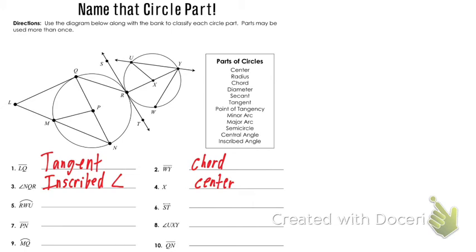Arc R-W-U. Bailey. Major arc? It is a major arc. It is more than 180. And what's a giveaway to that? How many letters are used? 3. That's a giveaway for it.